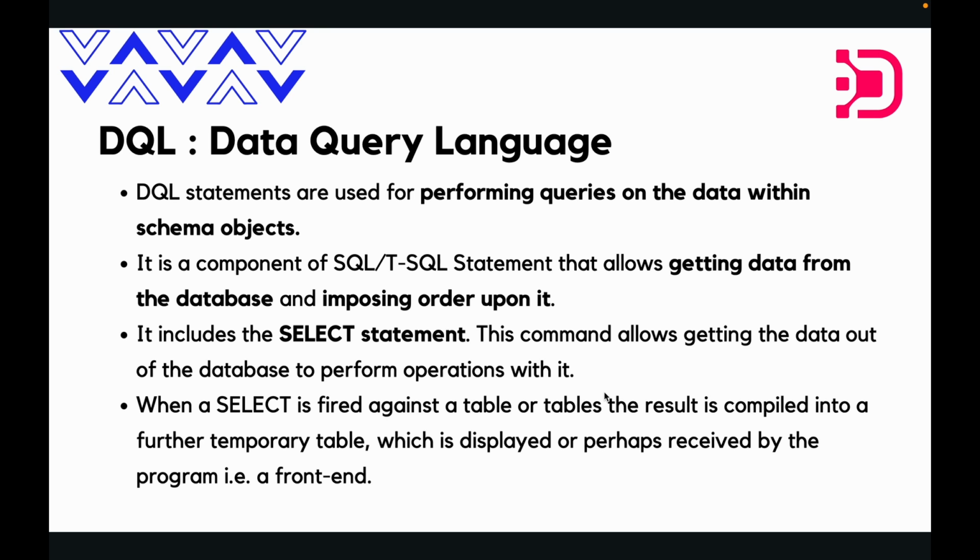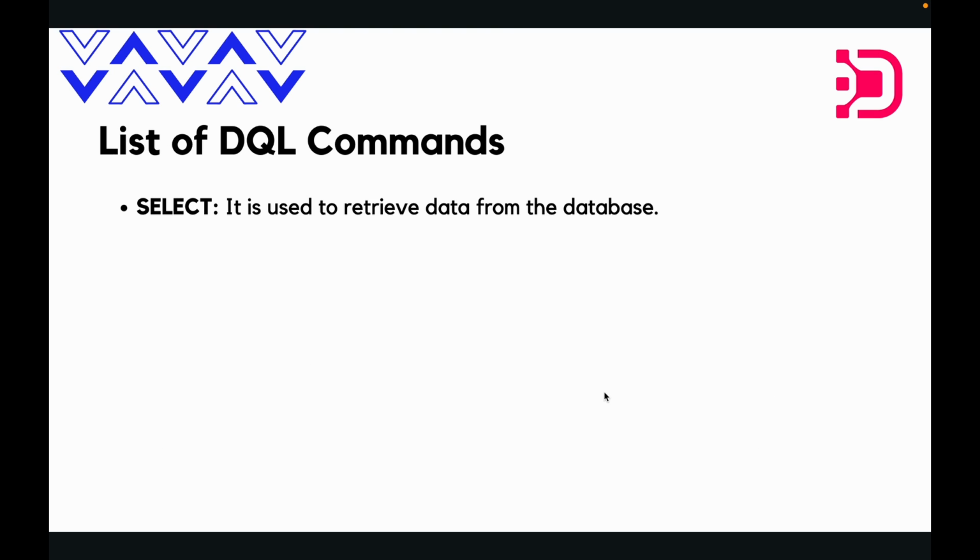And just to let you know, when a select statement is used, the results will be returned in rows of data. There are probably other formats, but for now let's just think of them as rows. And the results are compiled into temporary tables and then displayed to the user after a select statement is executed. So there's only one type of statement in the DQL section, which is the select statement, and it is used to retrieve data from the database.